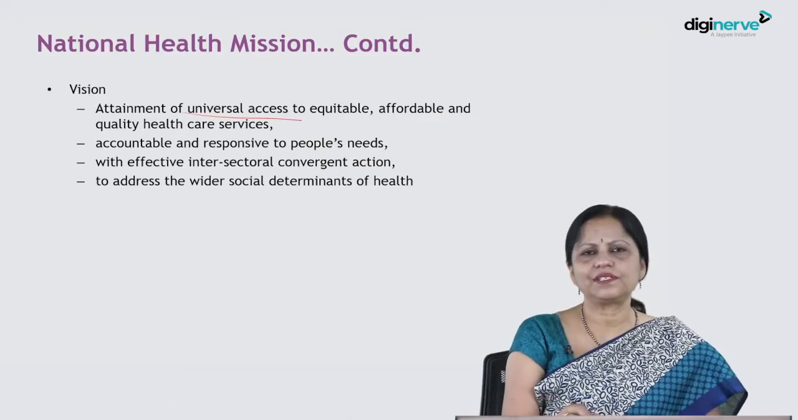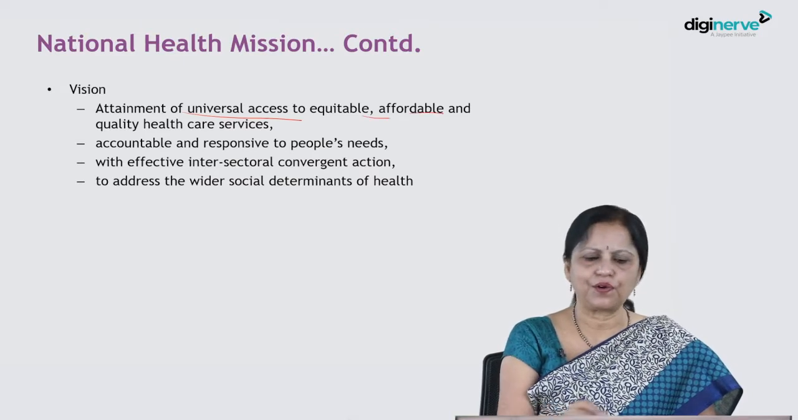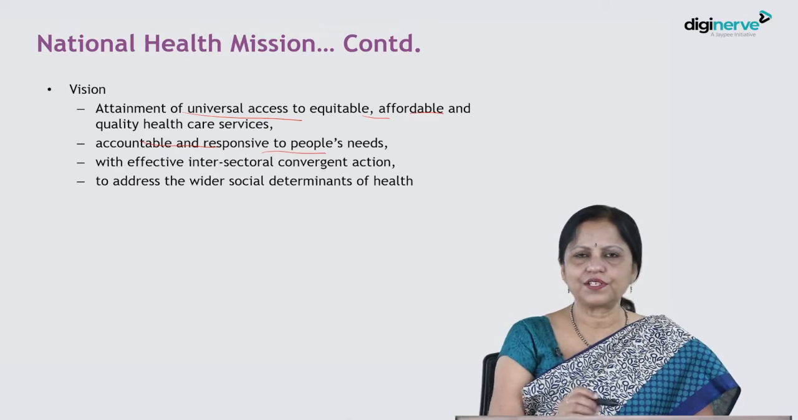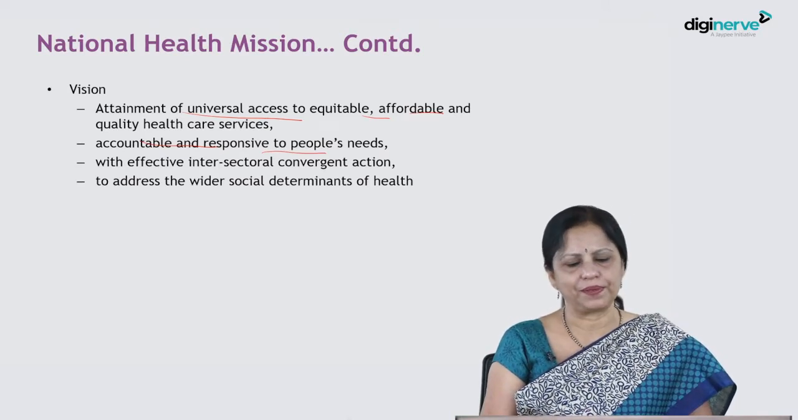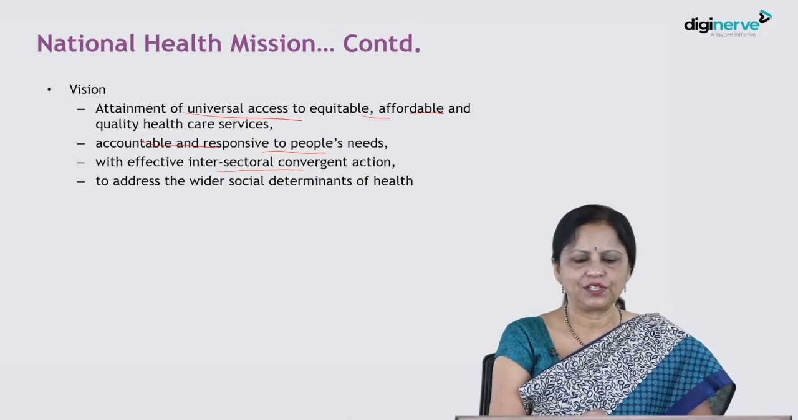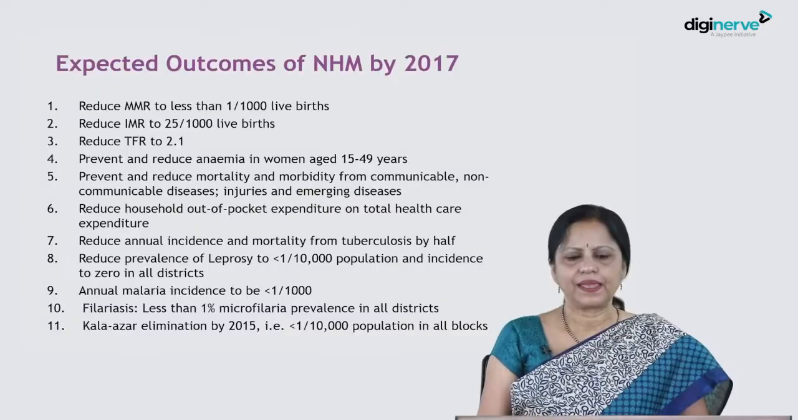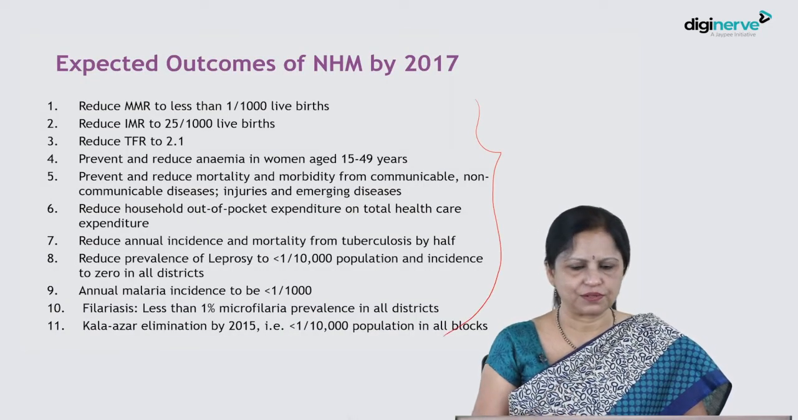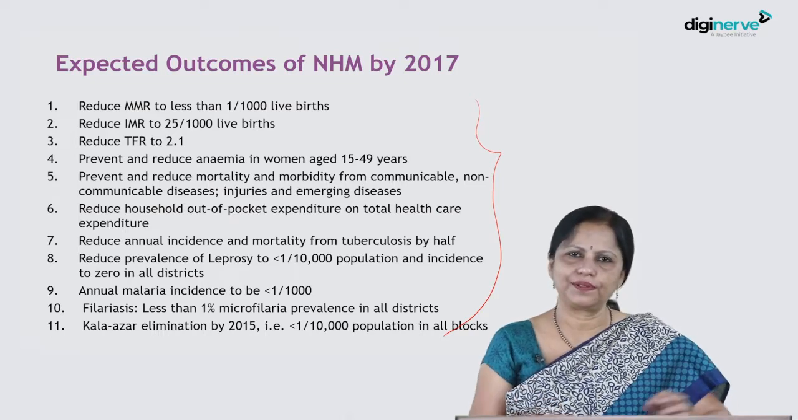So the vision was to attain universal access to equitable, affordable and quality healthcare services, accountable and responsive to the needs of the people, with effective intersectoral convergent action, and to address the wider social determinants of health. These were the expected outcomes of NHM to be achieved by 2017. You have to remember all these.